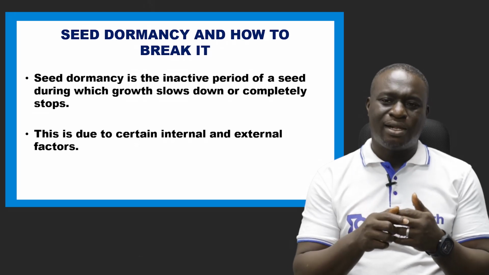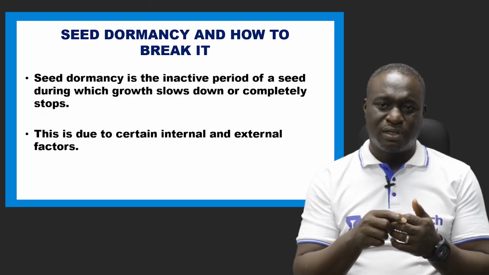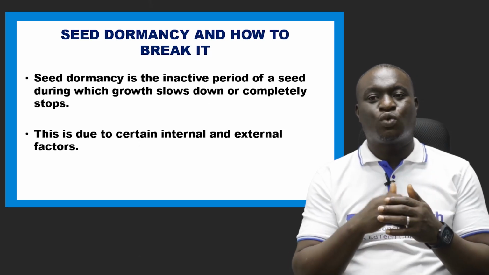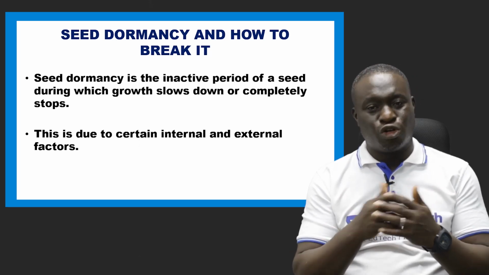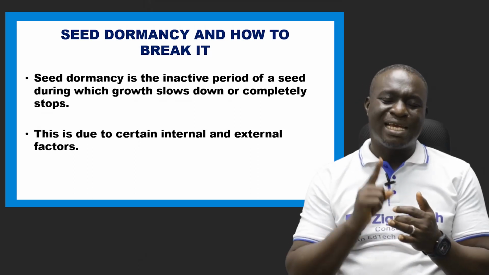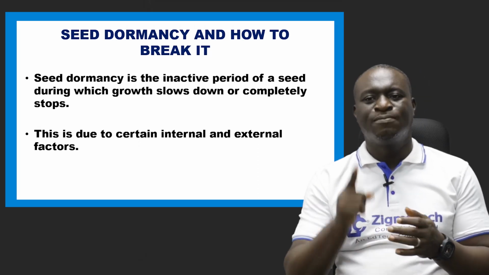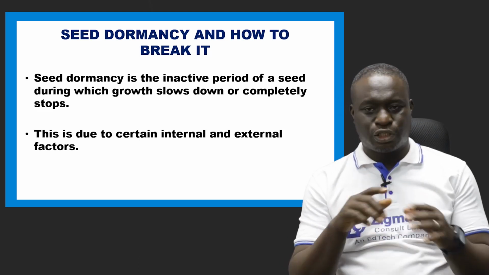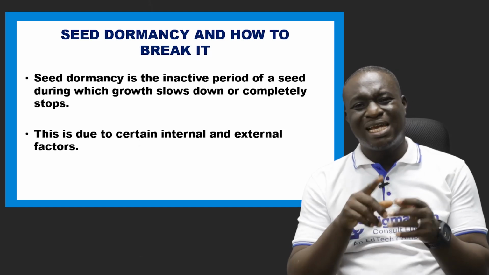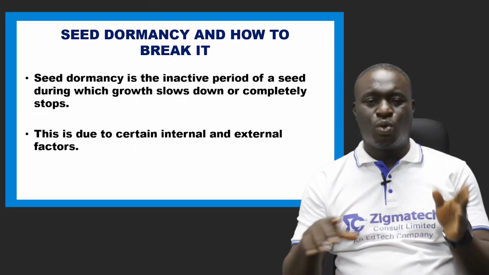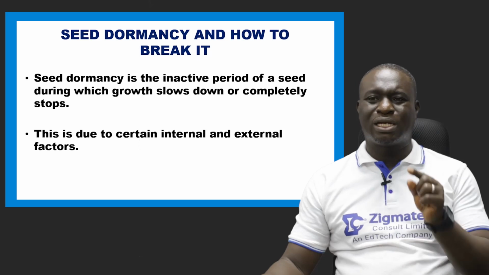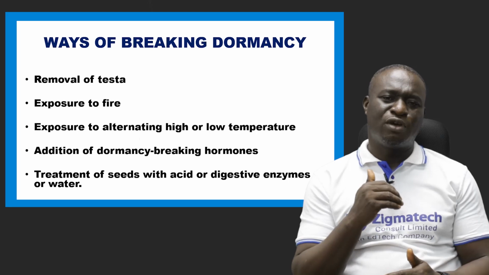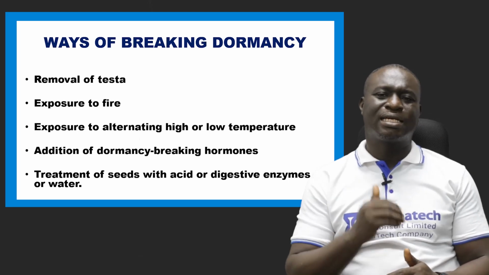But how quick this thing happens, okay? The length of this dormancy determines whether this seed can actually germinate or not. So seed dormancy is the inactive period of a seed during which the seed grows slowly or completely stops. Now, this is due to certain internal and external factors, which we will not be looking at today. But let's see how we can break seed dormancy. What are some of the ways through which seed dormancy can be broken?